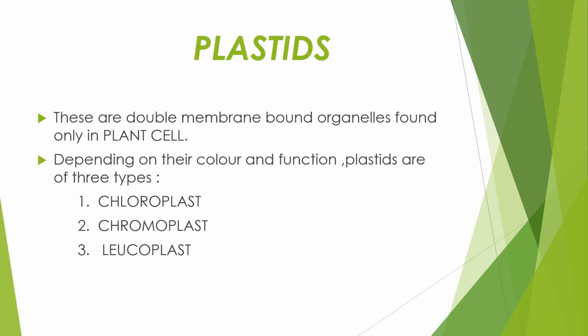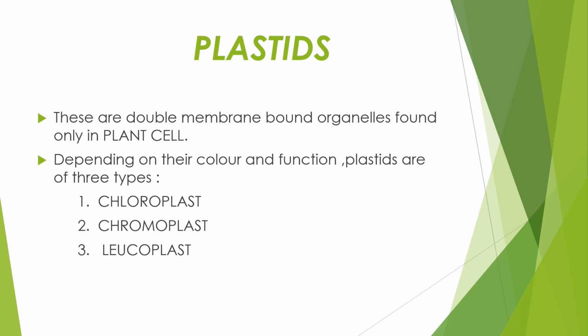So let's start with the plastids. Plastids are double membrane bound organelles found only in plant cells. Remember this as a very important point, that these are double membrane bound organelles.